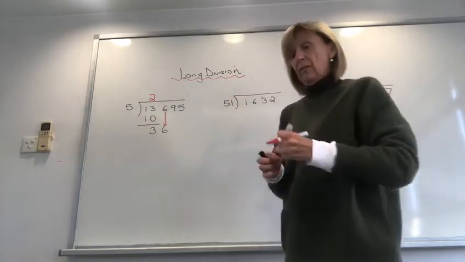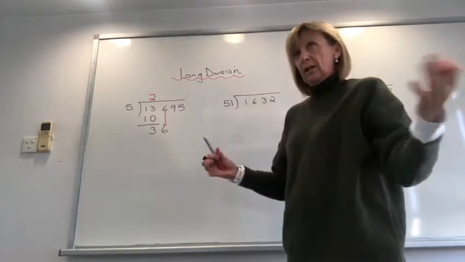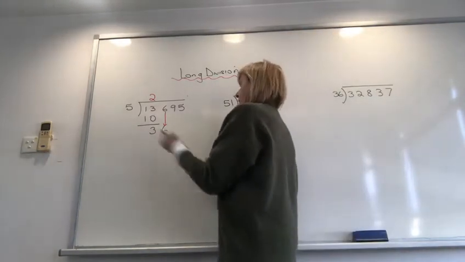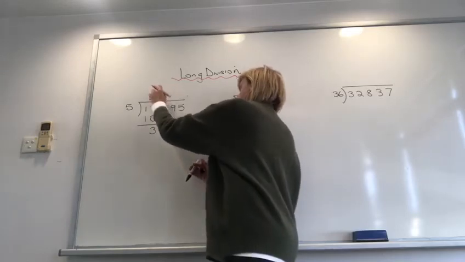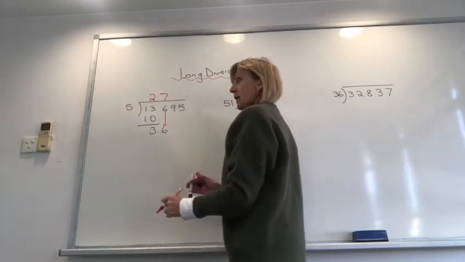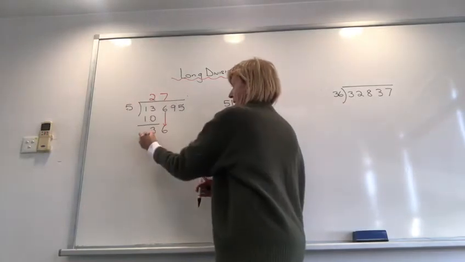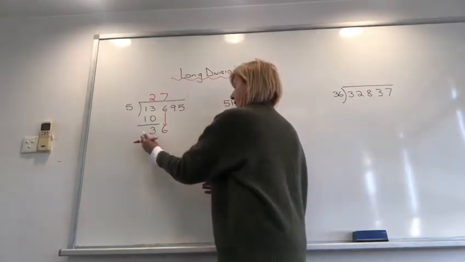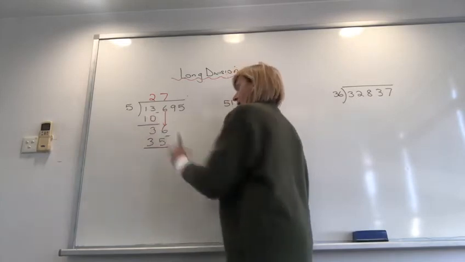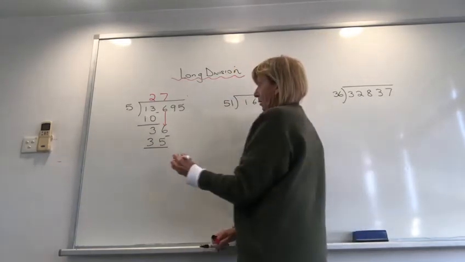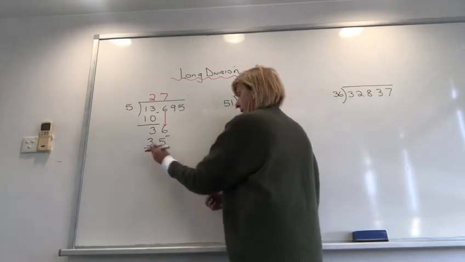And you're going to say, how many times does 5 go into 36? You'll all tell me it's 7, so I put the 7 at the top, and I go 7 times 5. It's always multiply this one and this one. 7 times 5 is 35. 35 goes underneath, line across, subtract again. 36 take away 35 is 1.